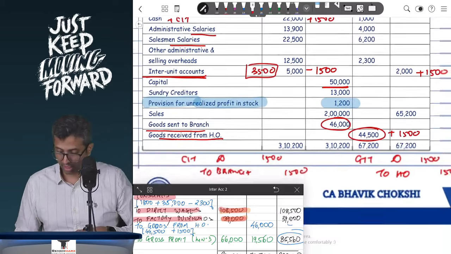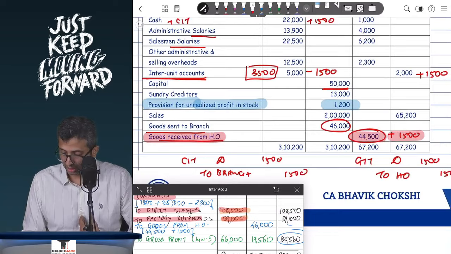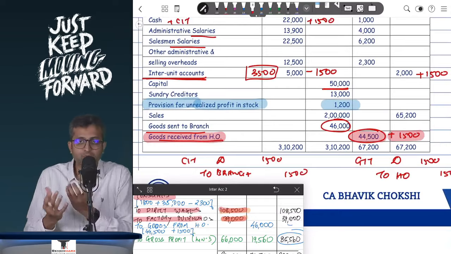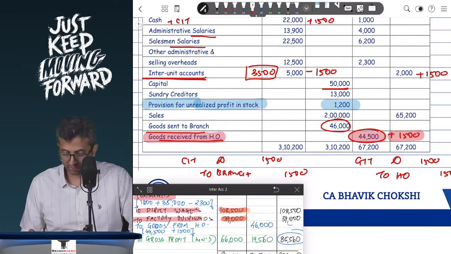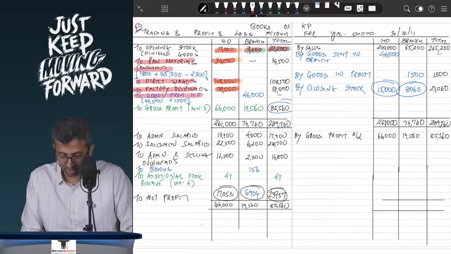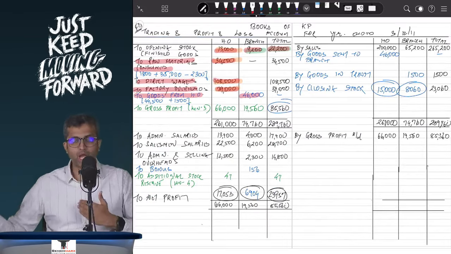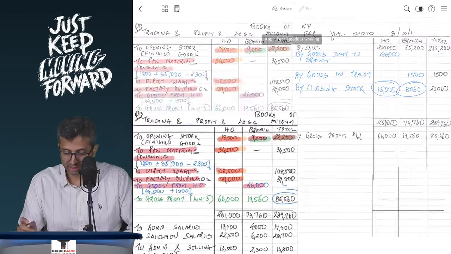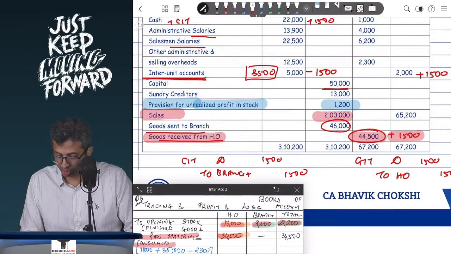For the branch, the goods received from HO, including the goods in transit, that is 46,000, will be like the purchases for the branch. So over here, you will have in the branch account goods from the head office. Can you see 46,000 over here? Perfect. Now beyond this, you will recognize sales. On the credit side, if I were to recognize sales, this is 2 lakh and 65,200.